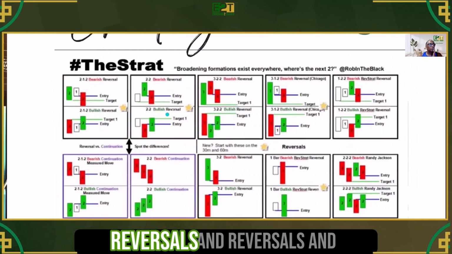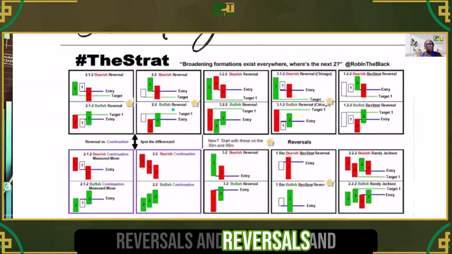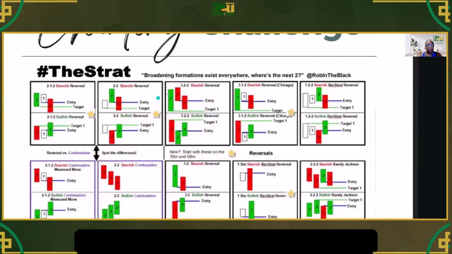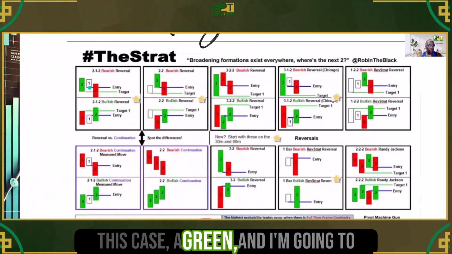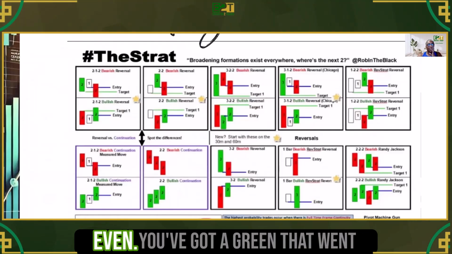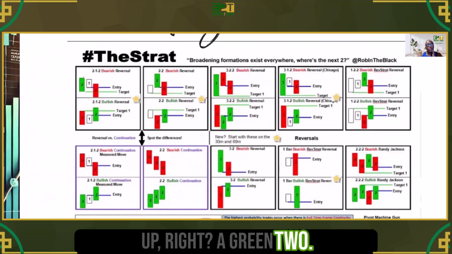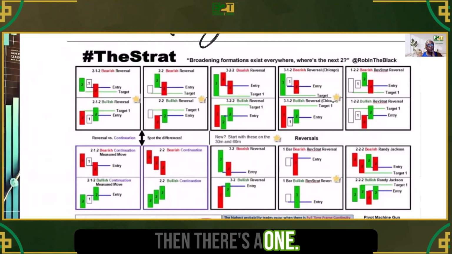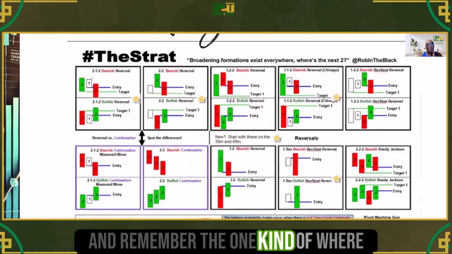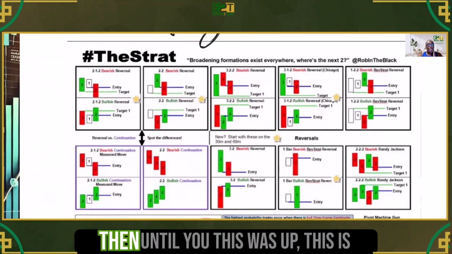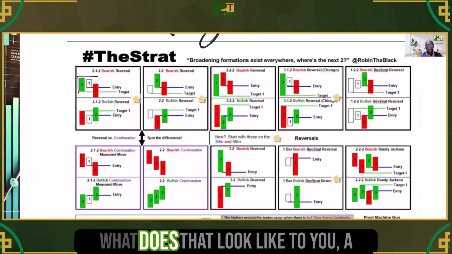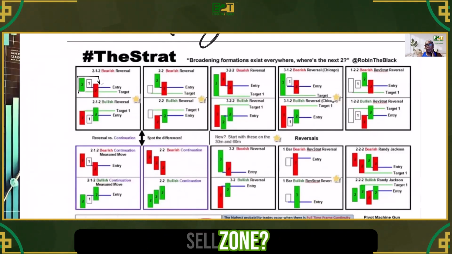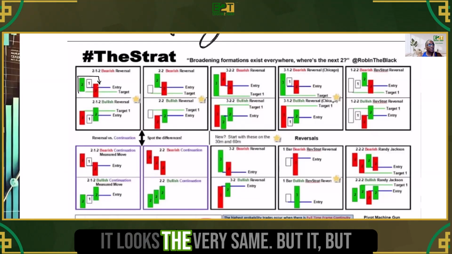So reversals, there's reversals and there's continuations. Reversals, basically, you've got, in this case, a green, and I'm going to show you some of these on the chart even. You've got a green that went up, right? A green 2. Then there's a 1. And remember, the 1 candle where we don't make any movements. And then this was up. This looks just like up, over, and down. What does that look like to you? A sell zone. It looks the very same.